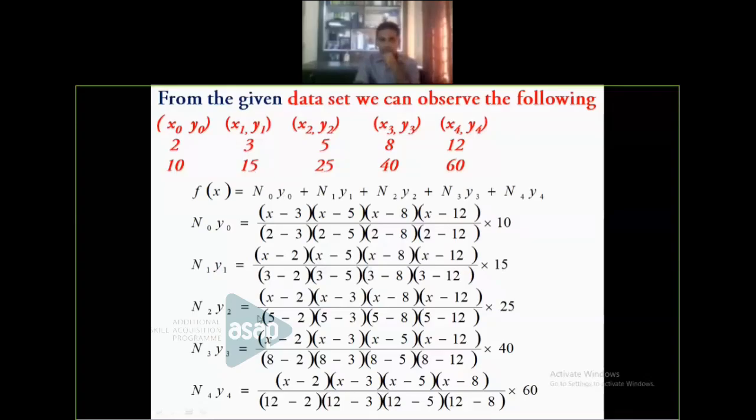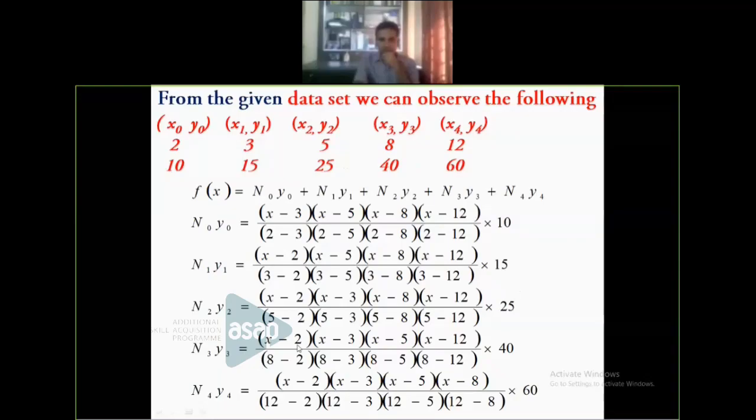You can look at n2, y2. You get x minus x0, x minus x1, x minus x3, and x minus x4, since x minus x2 doesn't come. The corresponding denominator is x2 minus x0, x2 minus x1, x2 minus x3, x2 minus x4, multiplied by y2, which is 25.